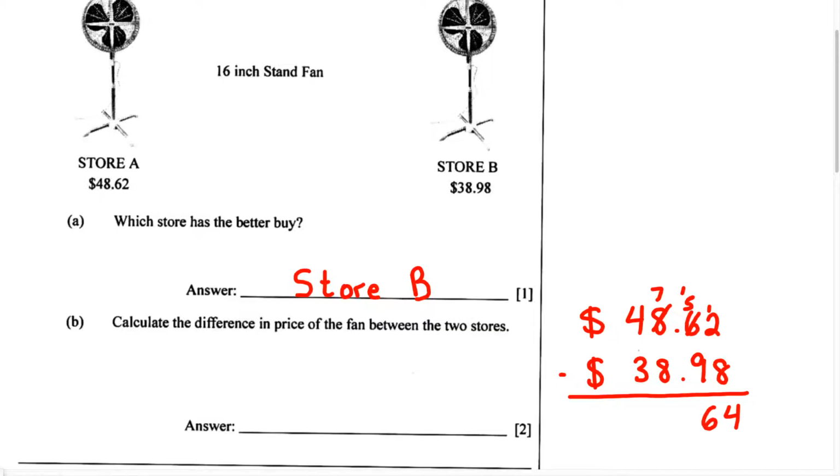We're going to bring down the decimal point. 7 minus 8, we know that can't go because 7 is smaller than 8. So we're going to borrow 1. 4 now becomes 3, and 7 is going to become 17. 17 minus 8 is going to give us 9. And 3 minus 3 is going to give us 0. Therefore, the difference in price of the fan between the two stores is $9.64.